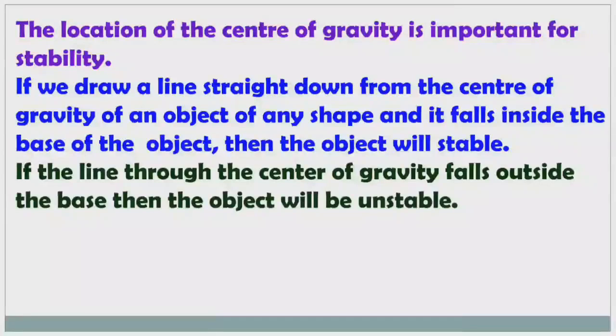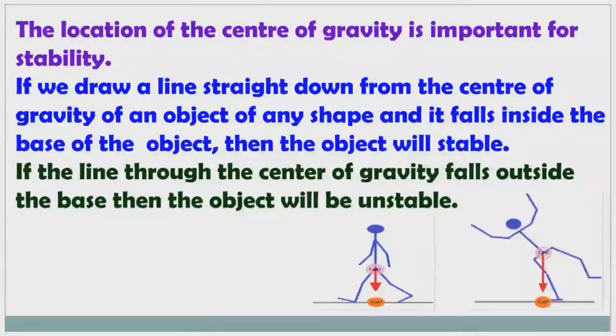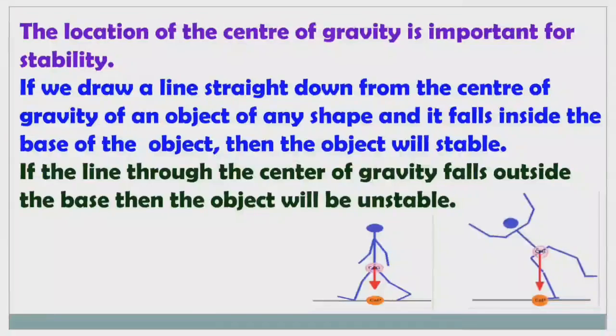If the line through the center of gravity falls outside the base of the object, it will be unstable. Here we can see a person standing. His center of gravity falls inside the base, so he is stable. He is able to stand. Here we can see the center of gravity falls outside the base. So he is unstable and will fall down, because the center of gravity lies outside of the base.